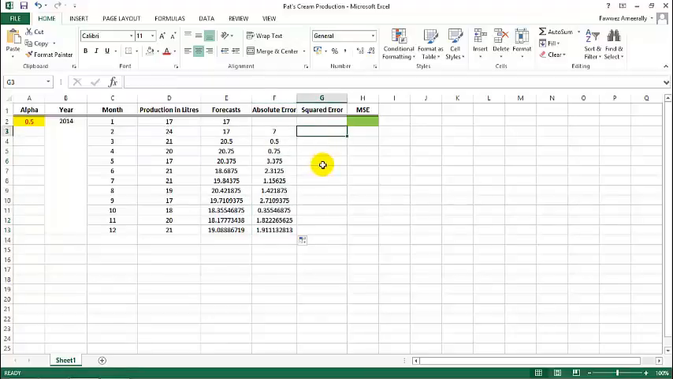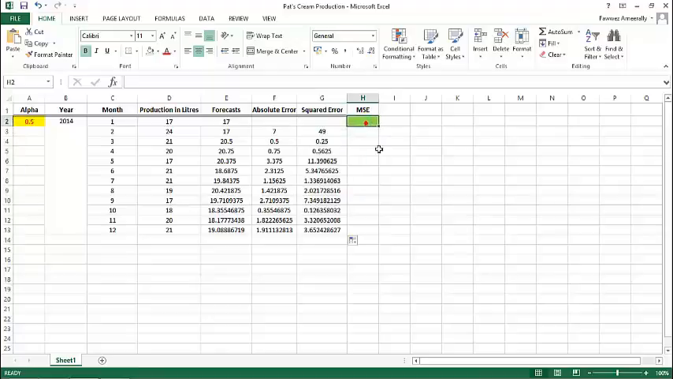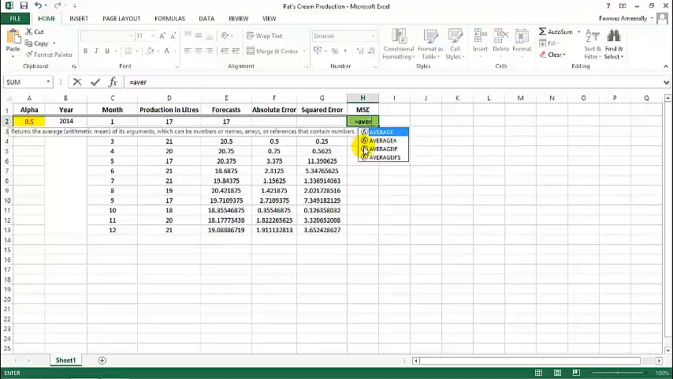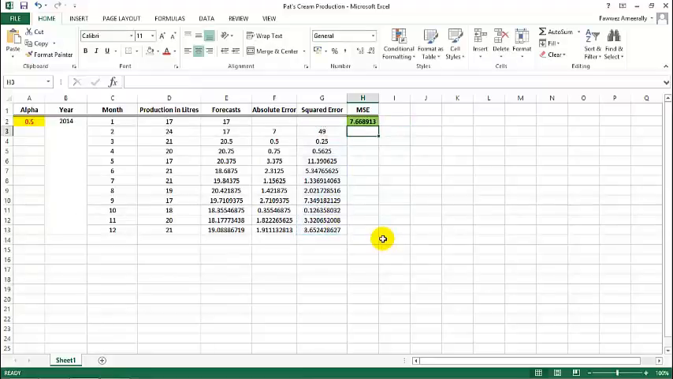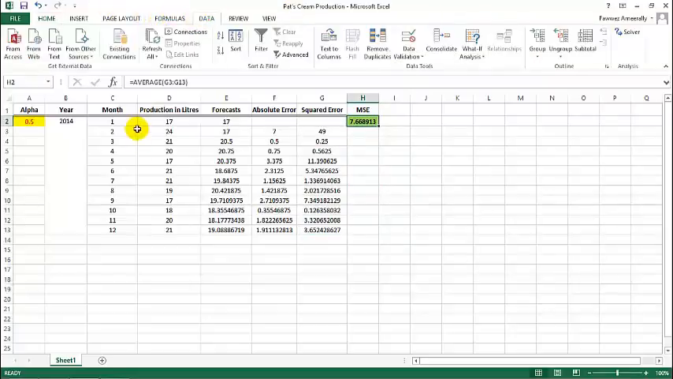The mean squared error is simply the absolute error squared. Again, now the MSE, the mean squared error, is the average or the mean of all the squared errors. Now that we have found the MSE, we will use the solver to find an optimal value for alpha.